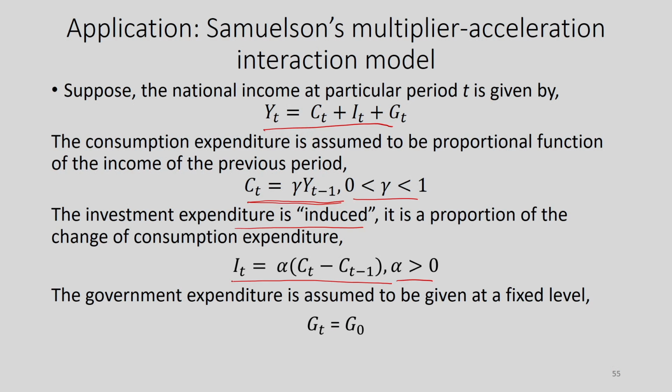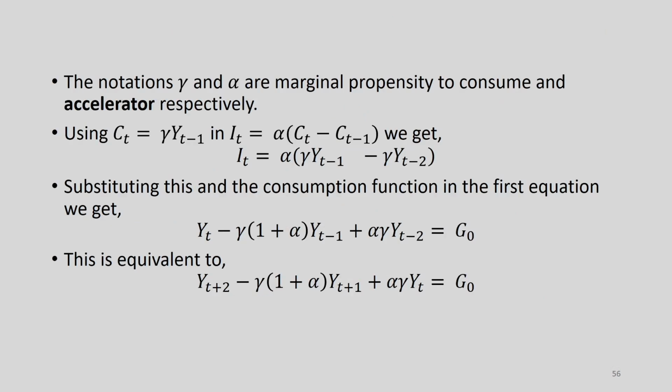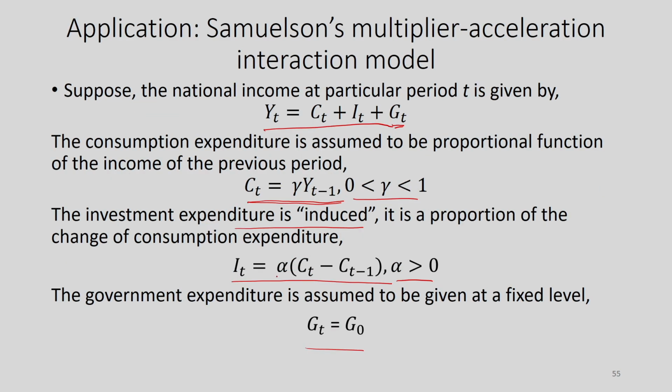Now, let us talk about the last element in the aggregate expenditure, which is the government expenditure. The government expenditure is assumed to be given at a fixed level, and let us suppose G_t is equal to G_0. This is just to make the model simple; we are assuming that government expenditure is fixed. The notations gamma and alpha are called marginal propensity to consume and accelerator. This alpha is called the accelerator.